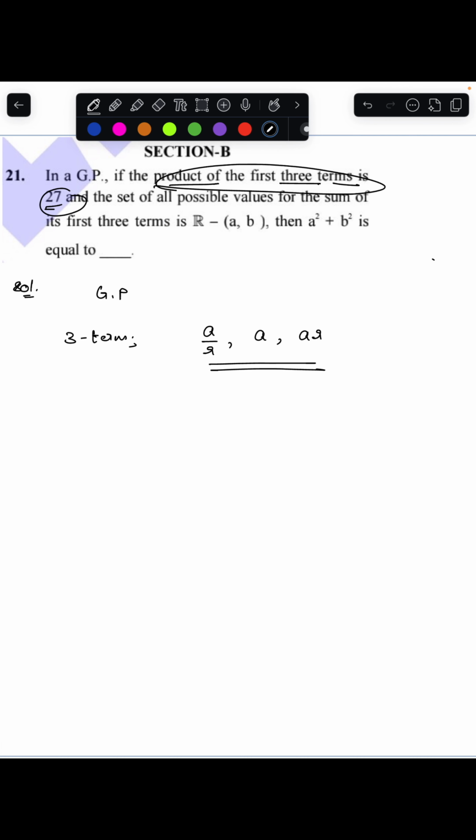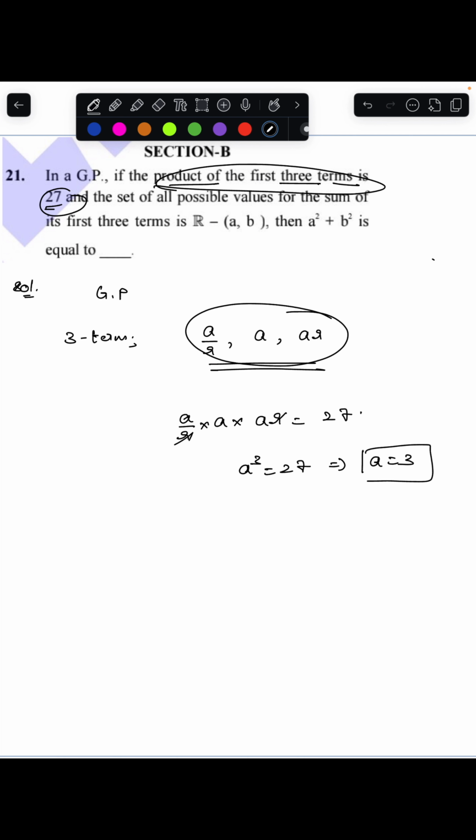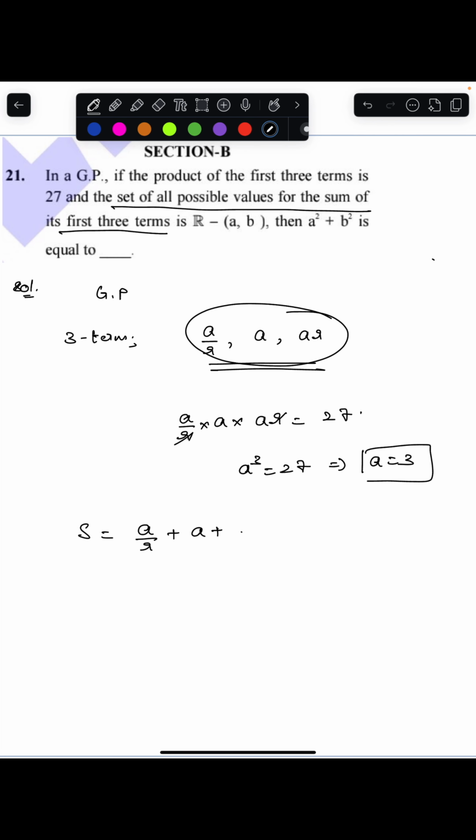If you take the product of the three terms here, you will get a by r into a into ar equals 27. So r and r will cancel out. So a cube equals 27, which gives a equals 3. Now they are asking for the set of all possible values for the sum of the first three terms. Now let us say the sum is a by r plus a plus ar.